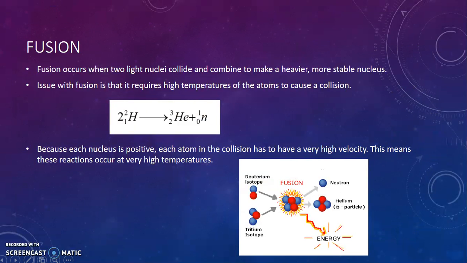Fusion occurs when 2 light nuclei collide and combine to make a heavier, more stable nucleus. The issue with fusion is that it requires a very, very high temperature of the atoms to cause that collision. Because each nucleus is positive, each atom in the collision has to have a very high velocity. This means that this occurs at very high temperatures. These temperatures are so high that they cannot be found on Earth. It would be like being on the sun.